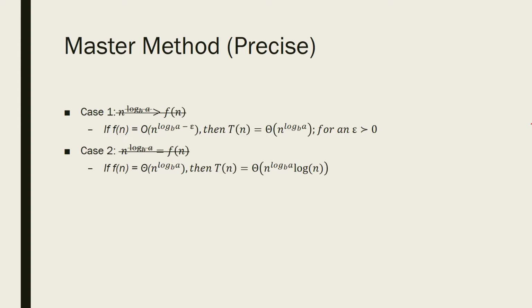For case 2, we do something a little similar, where if f of n equals theta n to the log base b of a, then T of n is theta n to the log base b of a times log n, which is very similar to what we had earlier.